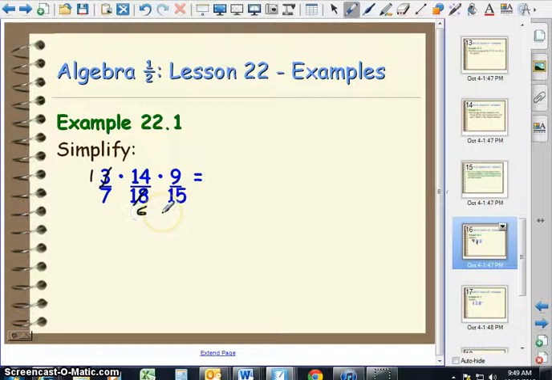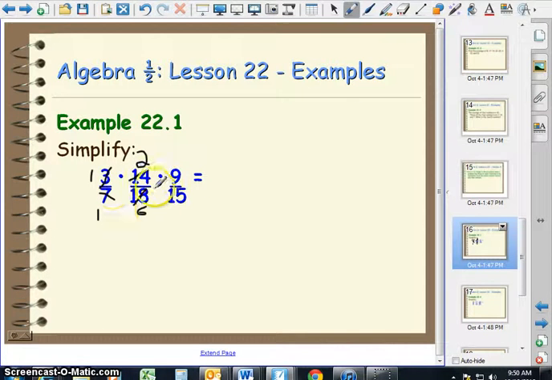Sorry, it's hard to write with the mouse on this function. Now let's look here. What about 7 and 14? Can we cross reduce those? Yes, because 14 is a multiple of 7. So we could go 7 divided by 7, which is 1. 14 divided by 7, which is 2.